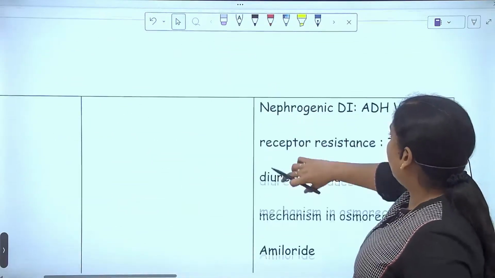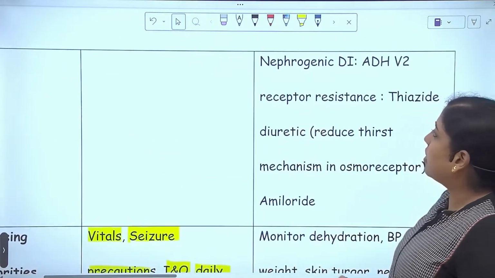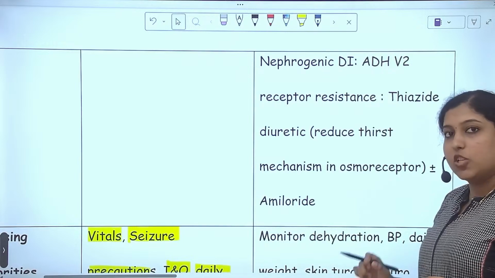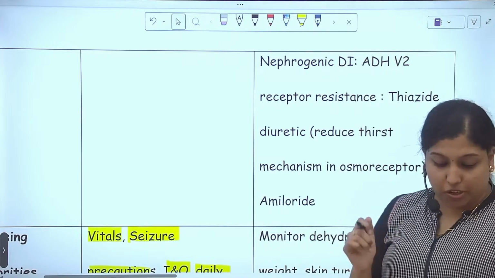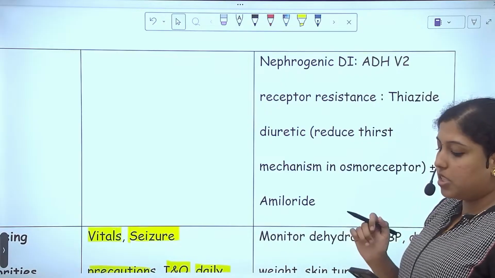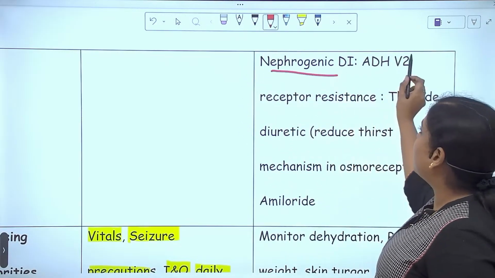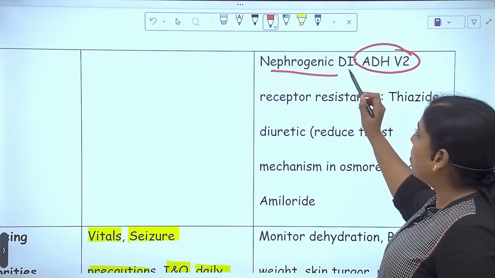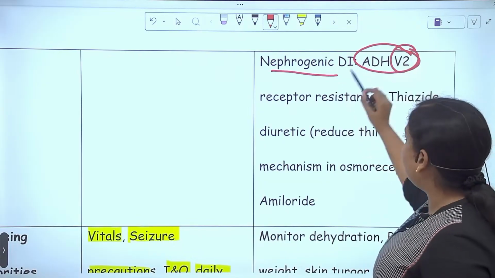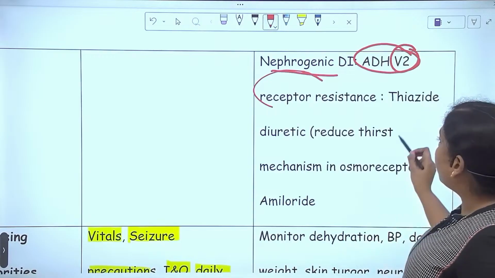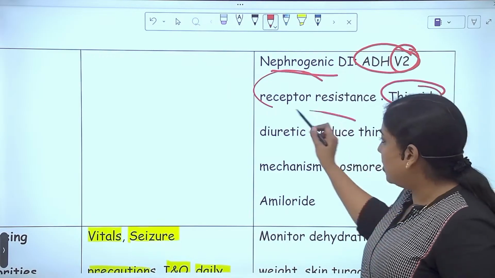So in case of nephrogenic diabetes insipidus, what will be the findings? In case of nephrogenic diabetes insipidus, there is no problem in the ADH, but the problem is in the V2 receptor. So what are you going to give? You're going to give thiazide diuretics.